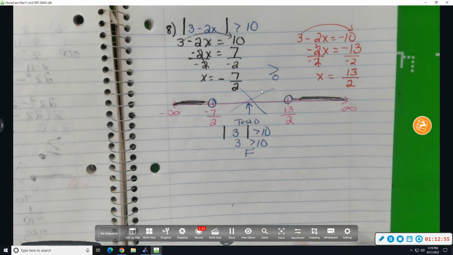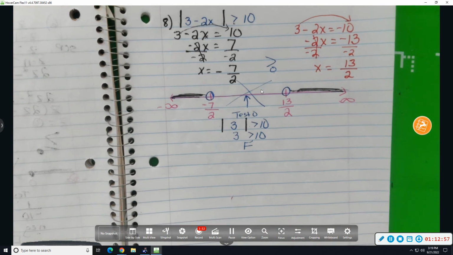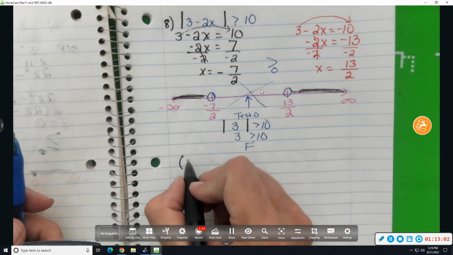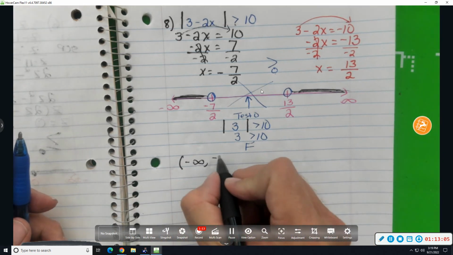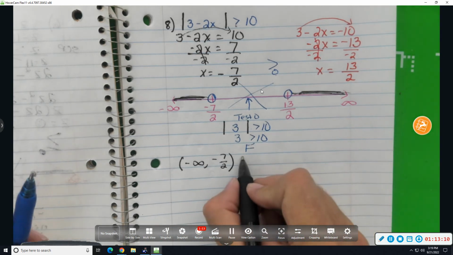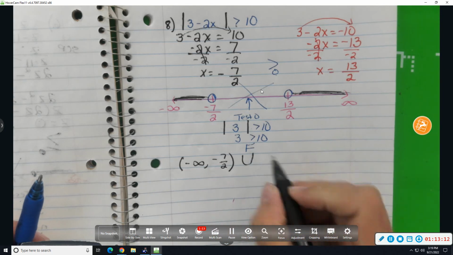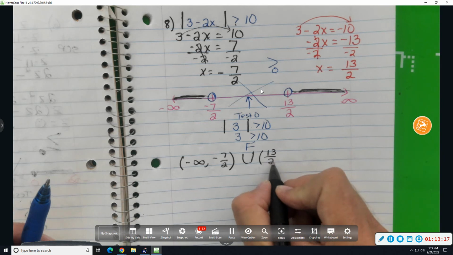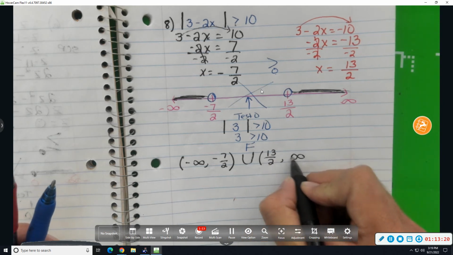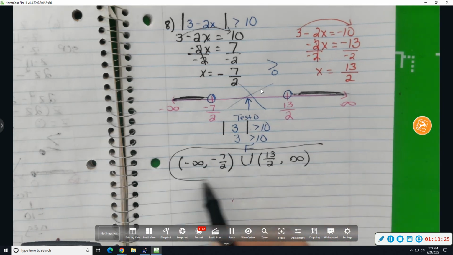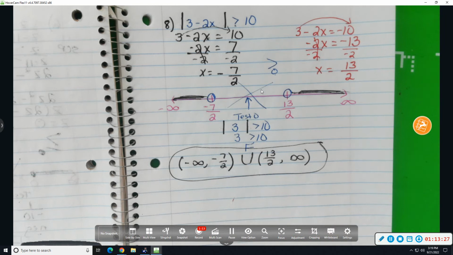So we'll write it out in interval notation. Parentheses, negative infinity, comma, negative 7 over 2, close parentheses. Union means that this next one is on the same number line. 13 over 2, comma, infinity. So let me type that one in.